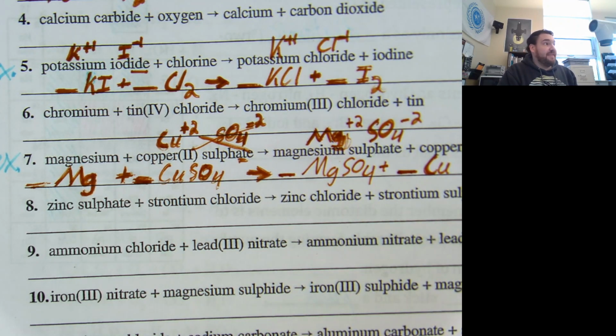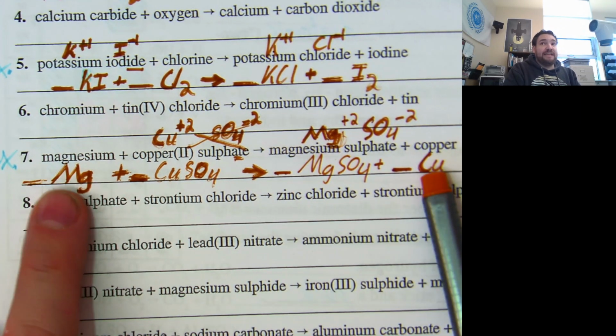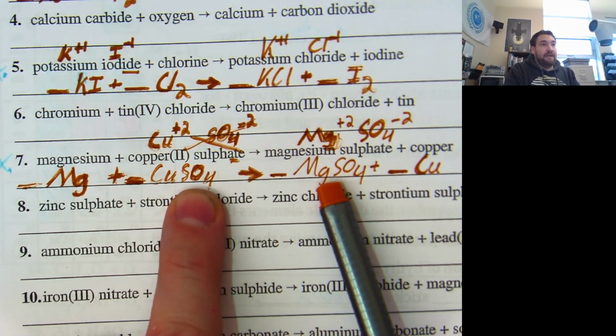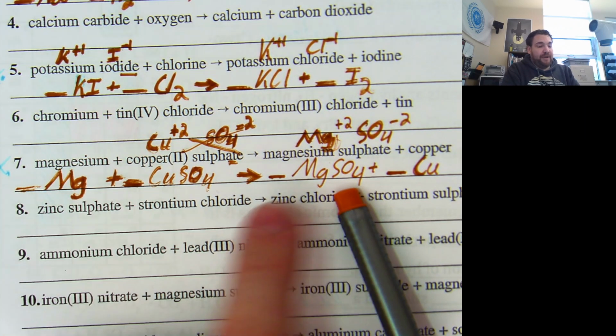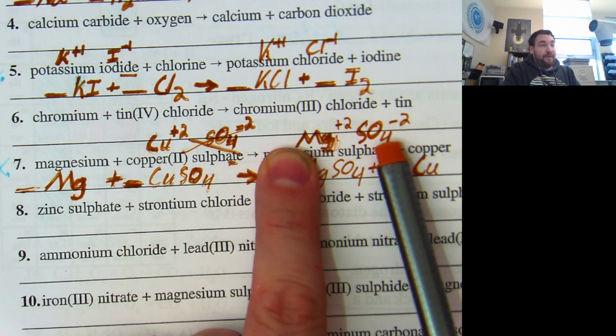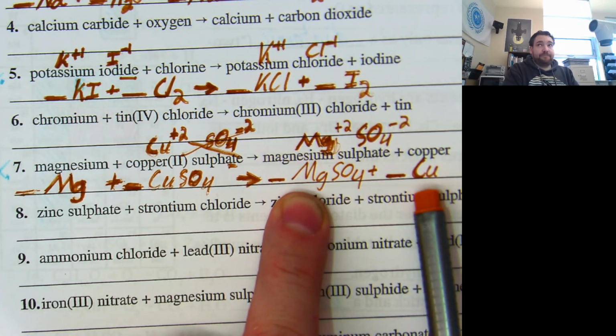And that's a really common thing that I see students do. I see students writing the charges on the individual metals all the time. Don't. They don't get those charges until they bond. And even then, you don't write them, you just use them to create the new compound. Mg is going to give to the SO4, but when they come together, you get MgSO4 plus Cu.